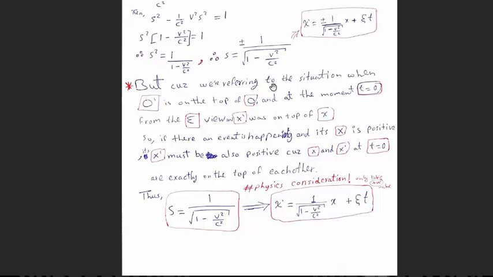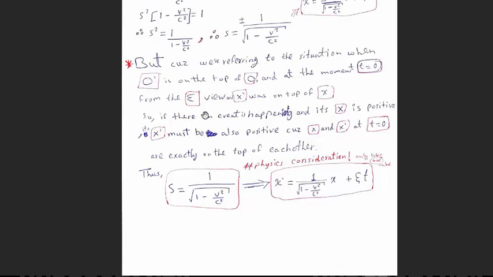Because we are referring to the situation when O dash is on top of O, at this moment t equals 0, as I said. From the frame sigma point of view, x dash and x exactly agree with each other, because the origins are on top of each other. So this means x dash agrees with x.